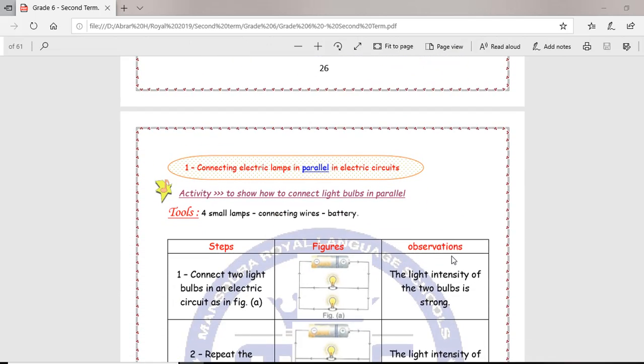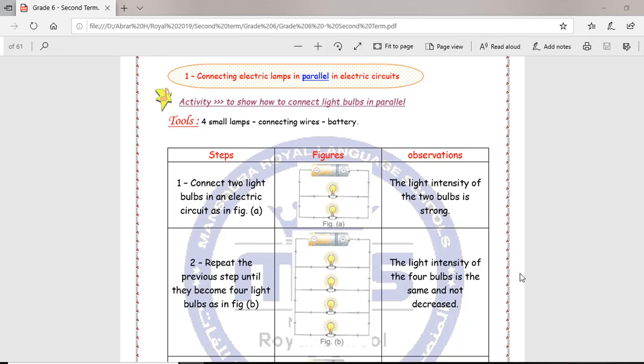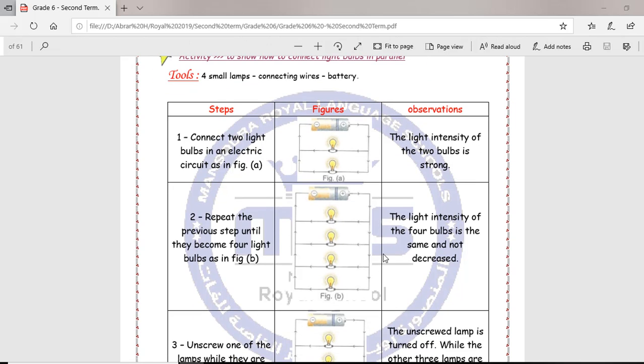What about the parallel connection? In the parallel connection, we will connect the same number of light bulbs, but in a different way. We will branch the route of the electric current. How? By this drawing. Here, I will connect two lamps, but in this way, by branching the route of the electric current. We find out that the light intensity of the two bulbs is strong.